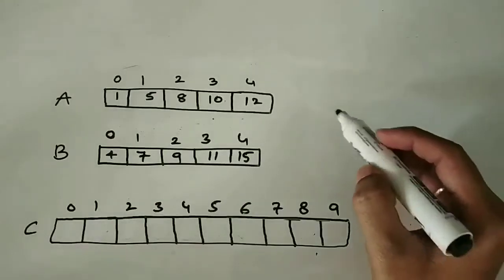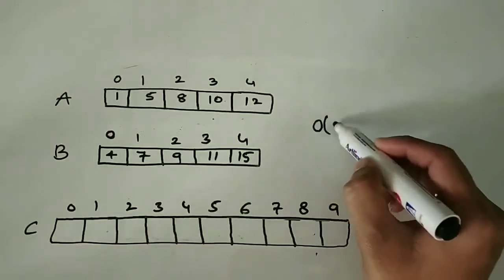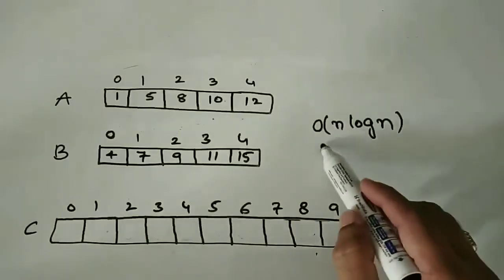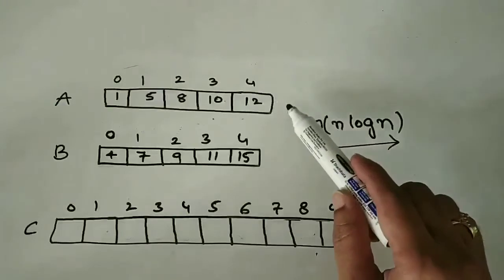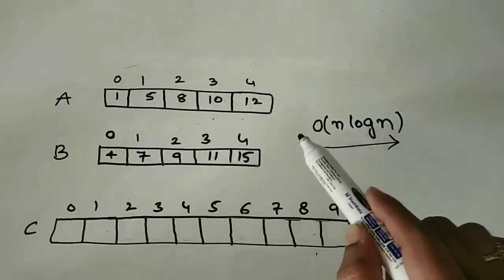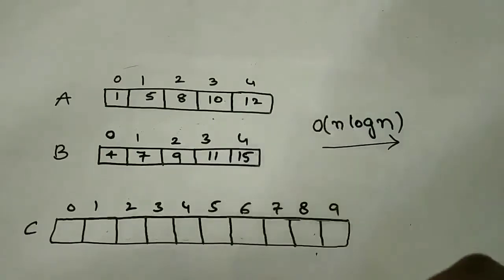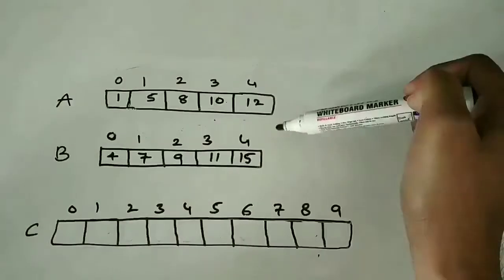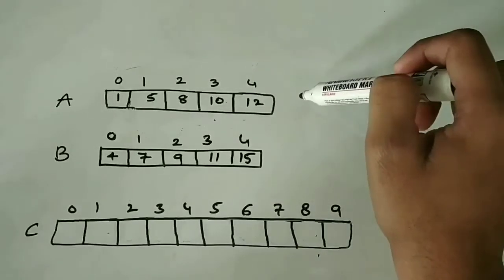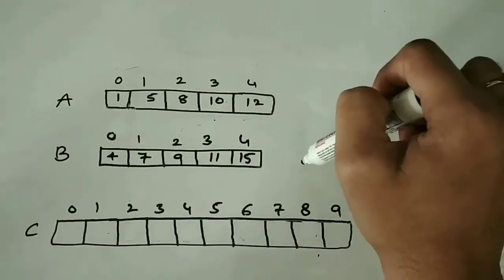With this approach, the time complexity will be order of n log n, which is bad because these two arrays are already sorted. We no need to sort them again, so we need to avoid that. For that we can take a different approach. The best approach we can take here is comparing values of one array with the other array.